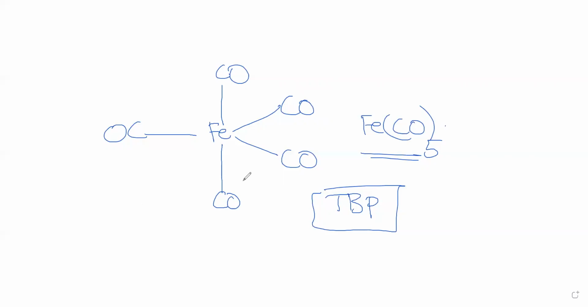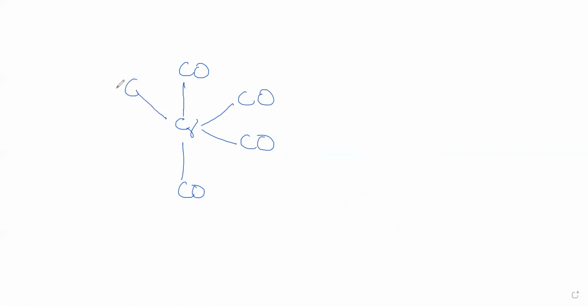Next. Clear? The structures alone you practice. This is sufficient. Don't worry too much about the other things. The next is chromium carbonyl. Chromium carbonyl is octahedral. This is the chromium carbonyl, octahedral structure.